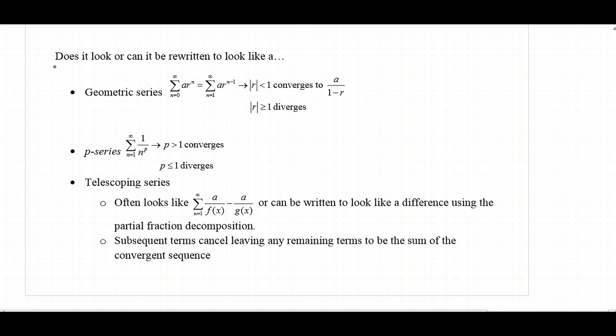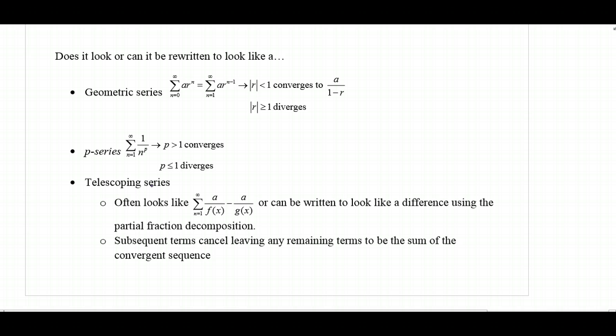So first, you need to ask yourself, does it look like, or can it be rewritten to look like, a geometric series? So of the form ar^n or ar^(n-1), depending on the starting index, at which point we apply the geometric series test. If it's not geometric, does it look like a p-series, or can it be rewritten to look like a p-series? So the sum of n equals 1 to infinity of 1 over n^p, where p, remember, has to be a positive real number.